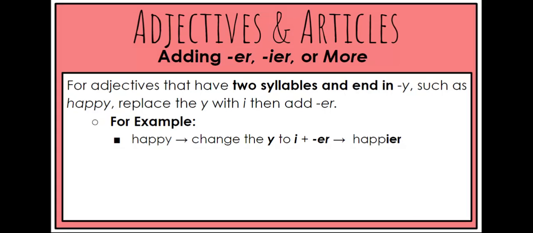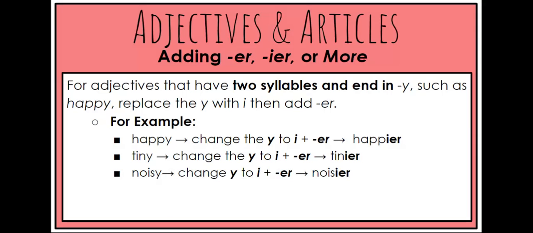Let's see other examples. Tiny. Tiny has how many syllables? Tiny. 2 syllables. So it has 2 syllables and ends in y. We change the y to i and add er. Tinier.